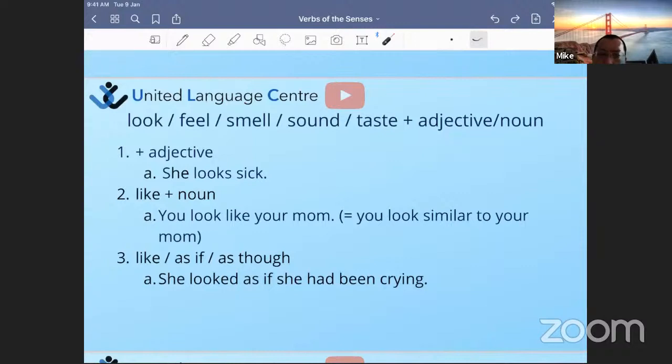And then like, as if, as though, we talked about that already, right? It sounds as if, it sounds like, it sounds as though, same meaning, right? She looked as if she had been crying. She looked like she had been crying. She looked as though she had been crying. Same meaning. And we talked about that already.